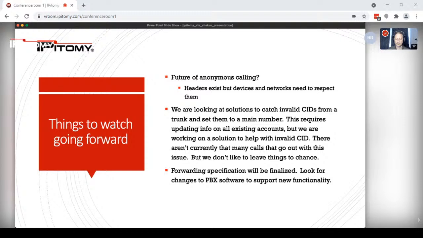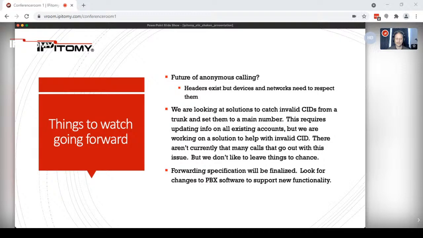So now also things to watch going forward. Basically, the future of anonymous calling. The headers have always existed on PRIs to hide things, but it's always pretty much been an option whether or not people are going to support that. And the question is going to become, there are headers out there, it's not fully standardized. Whether or not people are going to start respecting that, whether or not you can send anonymous through, or if you have to send your caller ID or put it in another field. We're going to be looking into that.